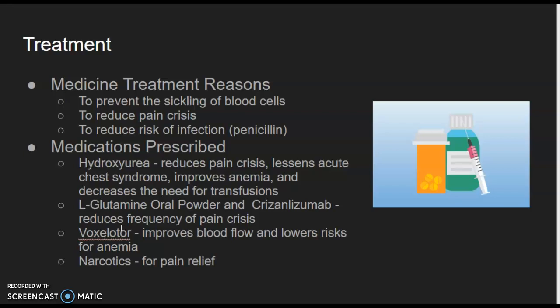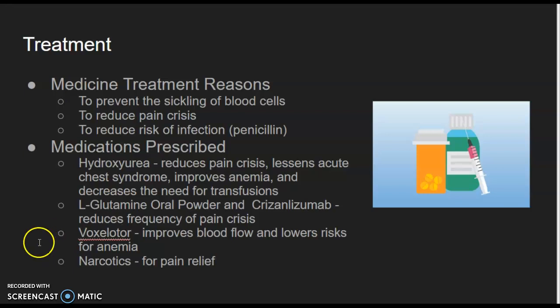Medications prescribed: hydroxyurea, which reduces pain crisis, lessens acute chest syndrome, improves anemia, and decreases the need for transfusions. L-glutamine, oral powder, and crizanlizumab reduces frequency of pain crisis.